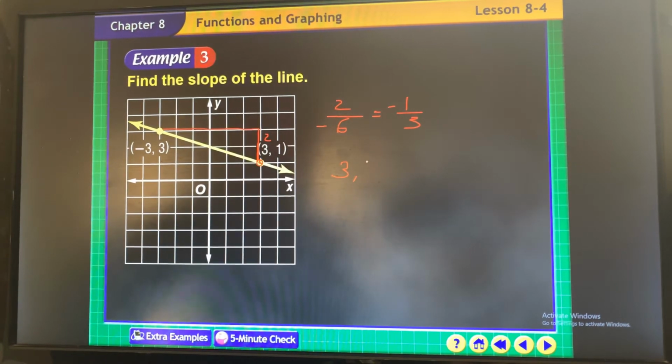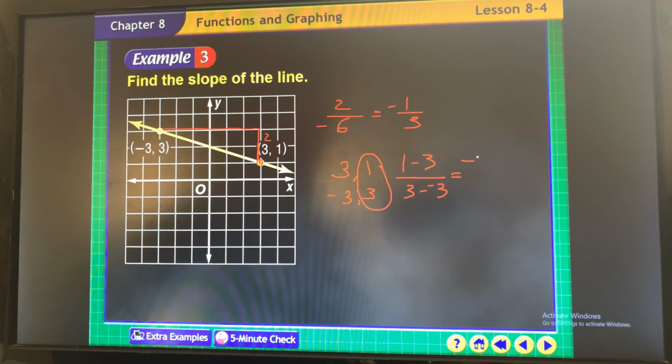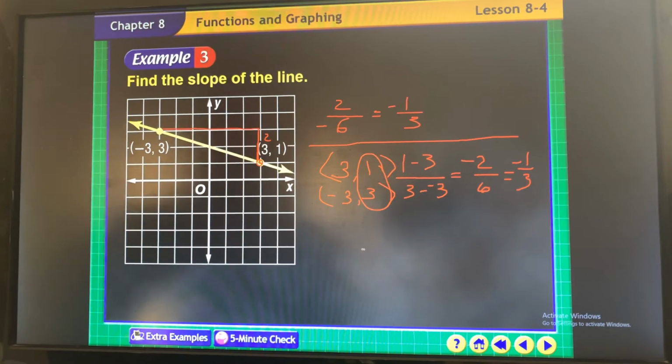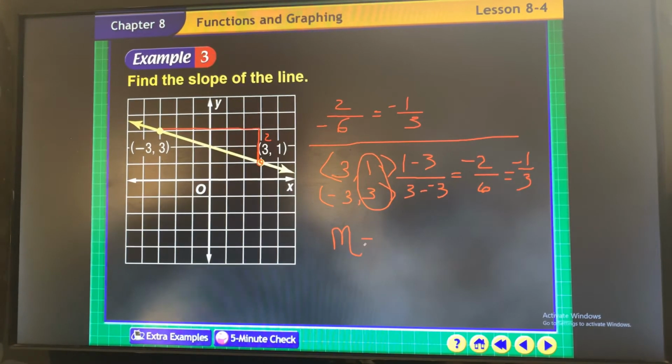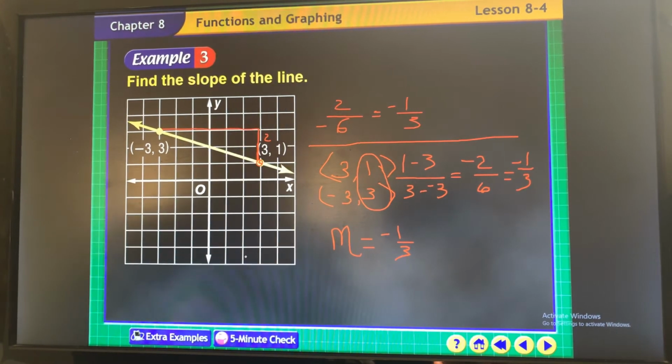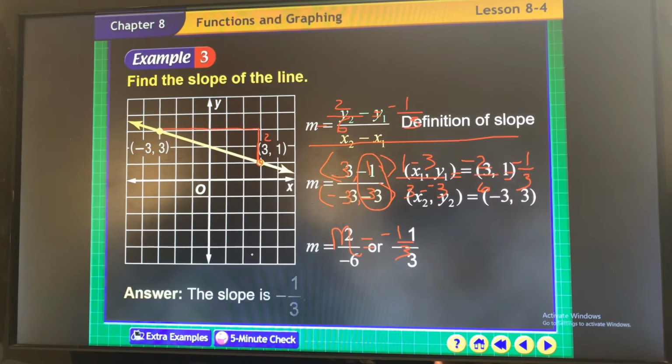Or stack your points, circle your y's, do 1 minus 3, change in y over change in x, equals negative 2 over 6 equals negative 1/3. So you have 2 options when finding slope, when finding m. And in your homework, I would want you to say m is equal to negative 1/3. And I don't care what method you use when you're given a graph. You can do both if you want.